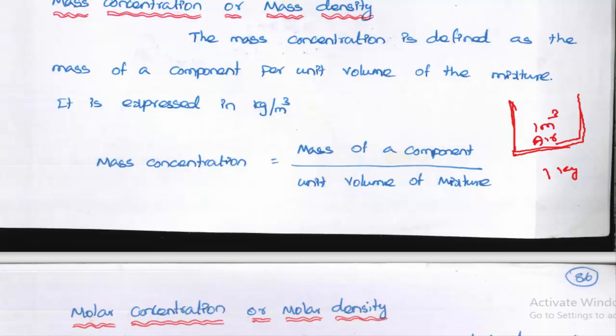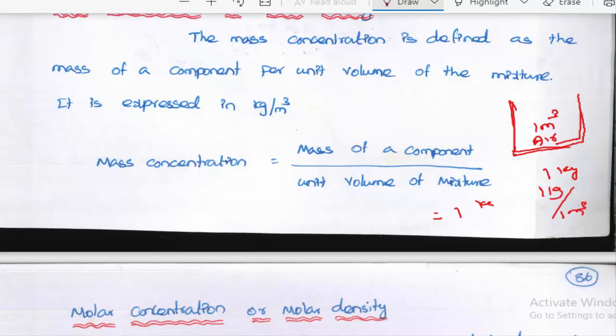If in 1 meter cube of volume 1 kilogram of air is filled, then the mass concentration is 1 kg divided by 1 meter cube, which is equal to 1 kilogram per meter cube. This is the mass concentration value of air, right?